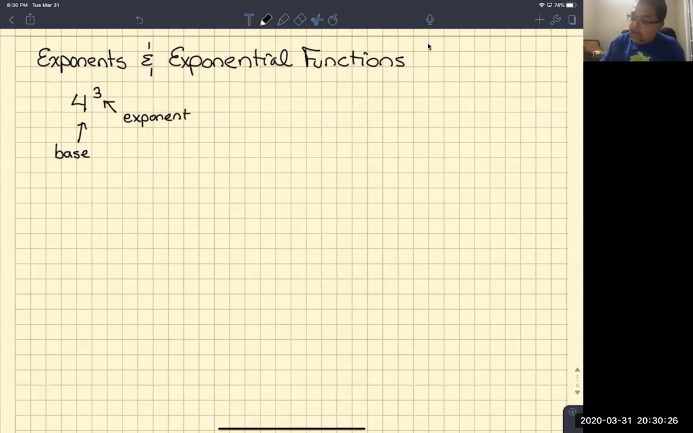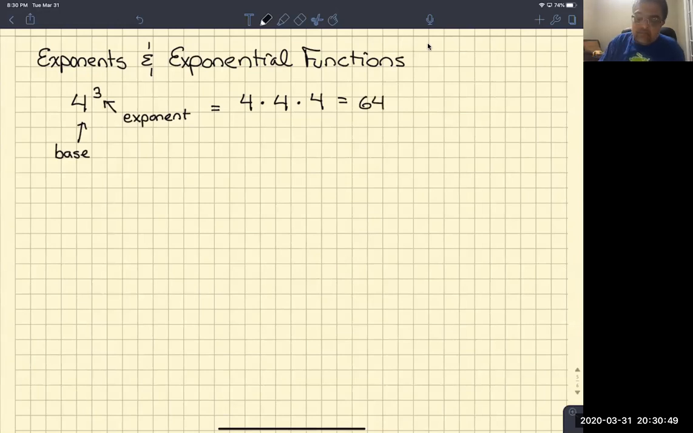Now, in an exponential expression, the exponent tells you how many times to multiply the base to itself. So 4 to the third power is the same as 4 times 4 times 4, which if you do the math, remember not to add the 3, but multiply the 3. 4 times 4 is 16, 16 times 4 is 64.